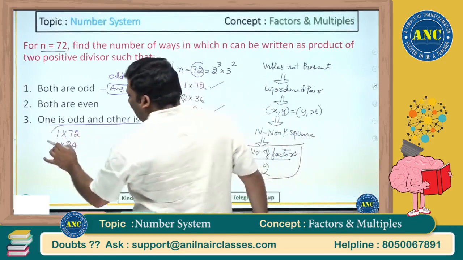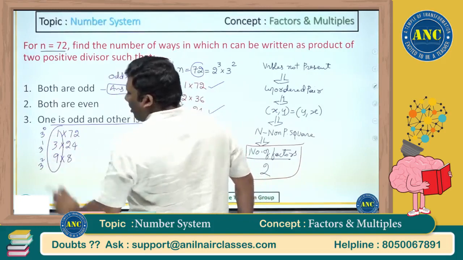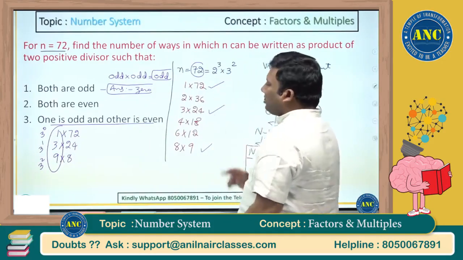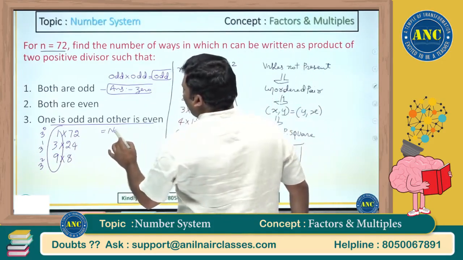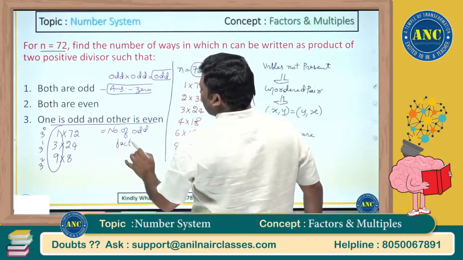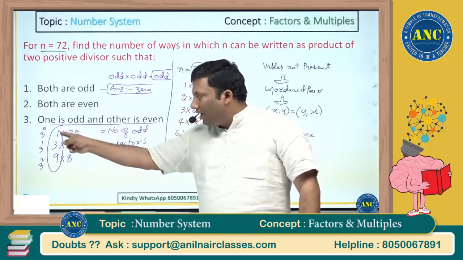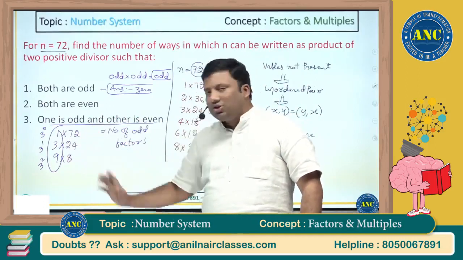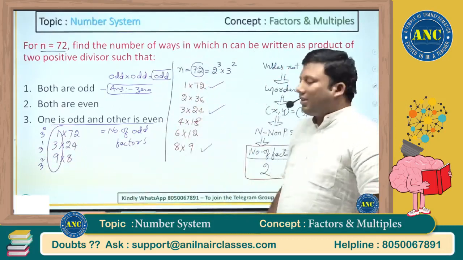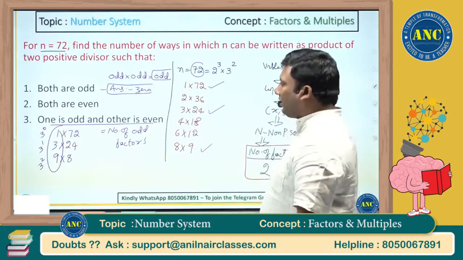Now if you observe 1, 3 and 9: 1 is 3 power 0, 3 is 3 power 1, 3 square is 9. 3 power 0, 3 power 1, 3 power 2. What are all these? It is equivalent to the number of odd factors. Fix one number as an odd number, so one is odd, another is even: 1 into 72, 3 into 24, 9 into 8. They are nothing but the odd factors of 72. One is odd, another is even is given by number of odd factors.